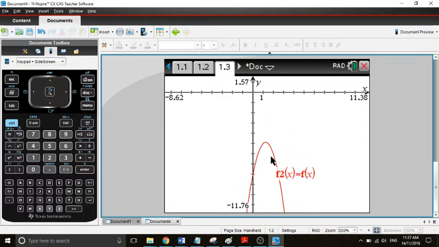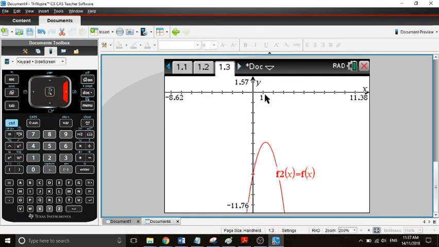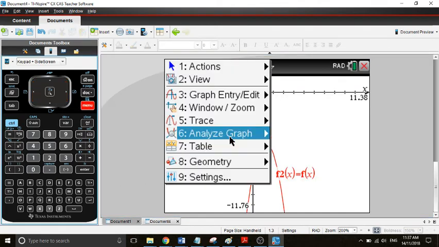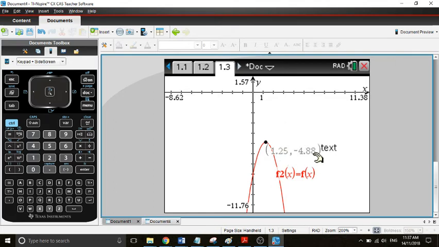So for this, we can clearly see there's no x-intercept. So we would say there's no x-intercept. We've got a y-intercept, and we know that our y-intercept happens at -8. And our turning point, analyze graph, here we can see that it's a maximum point, it's a highest value. Lower boundary, upper boundary happens at 1.25 and -4.88. So that's the way we'd go about doing these on CAD.